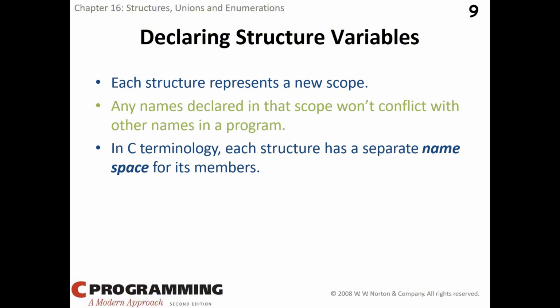This isolation ensures that the names used within the structure are unique within that scope and will not cause conflicts with names used elsewhere. In C terminology, each structure has its own separate namespace for its members, and this means that even if you use the same variable names in different structures or in other parts of your program, they are considered distinct and do not conflict with each other.